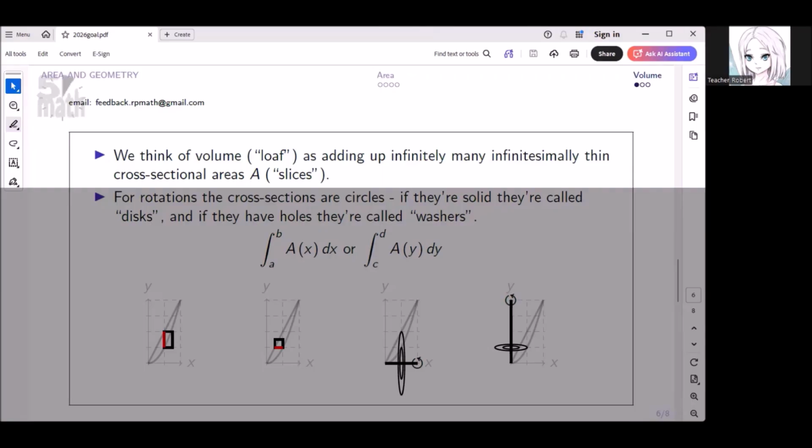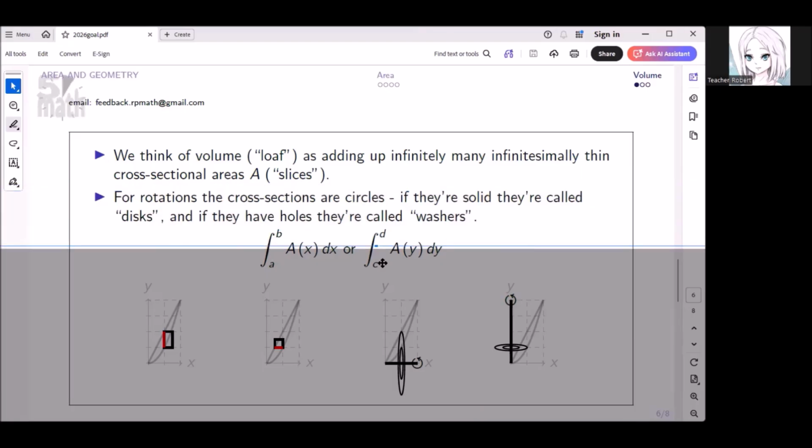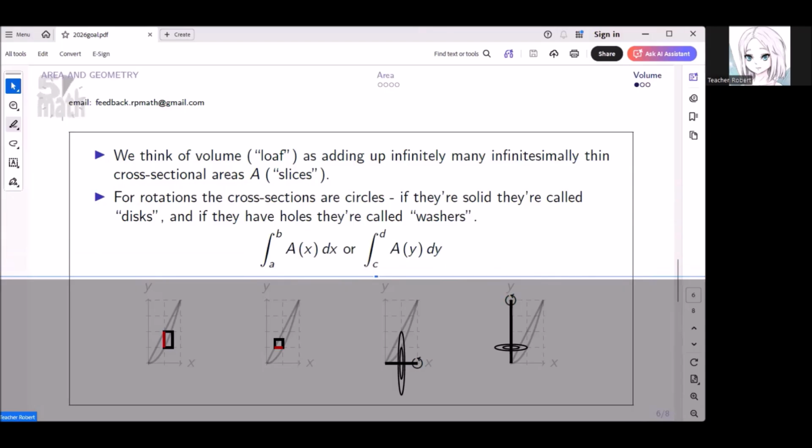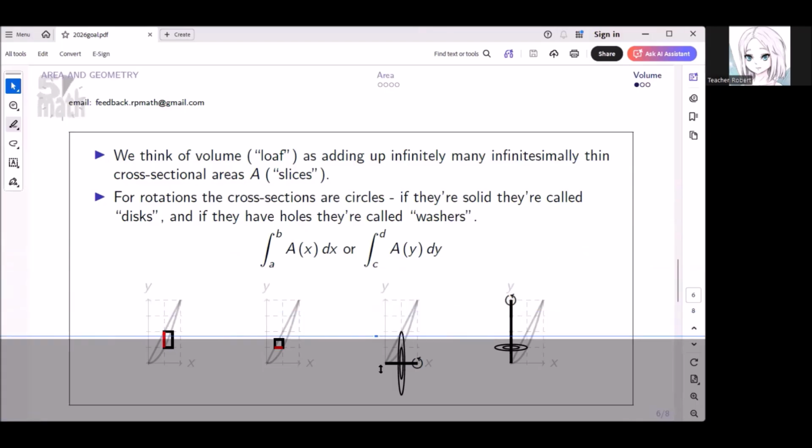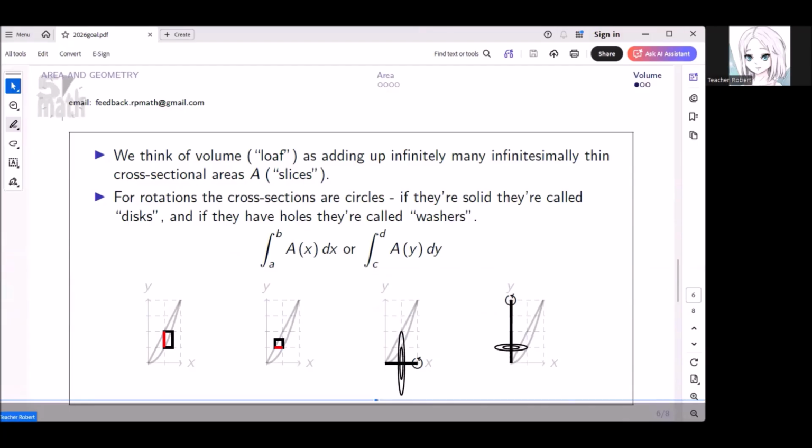We think of volume, loaf, as adding up infinitely many infinitesimally thin cross-sectional areas A, slices. For rotations, the cross-sections are circles. If they're solid, they're called disks, and if they have holes, they're called washers. Here are some pictures.